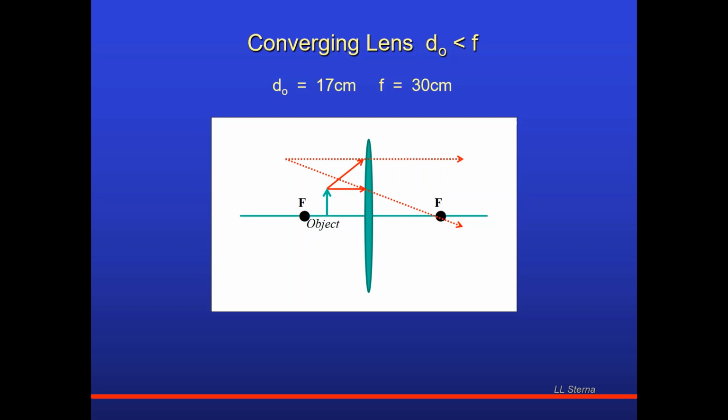The third ray comes from the tip of the arrow, strikes the center, goes straight through. Now notice what I've done with these rays. They go through the lens, but I've extrapolated all of them backwards. They all extrapolate backwards to a point before the lens. They don't diverge from that point. They appear to diverge from that point. Therefore, it is a virtual, non-inverted image.